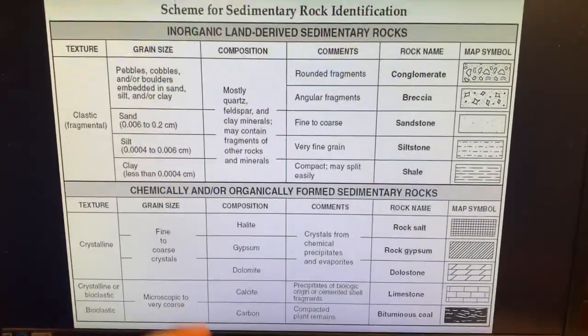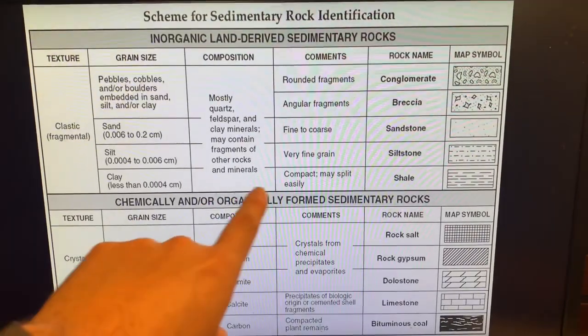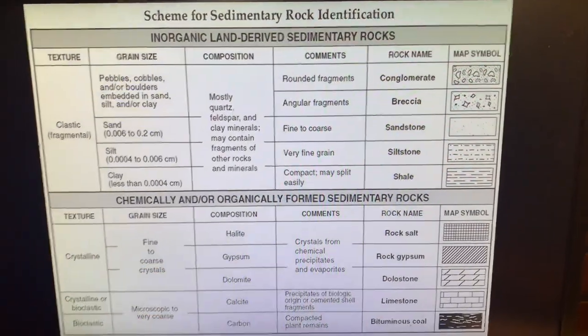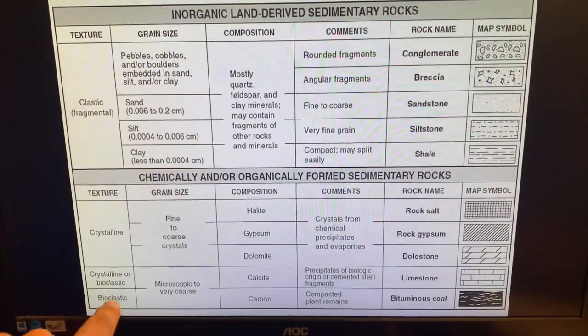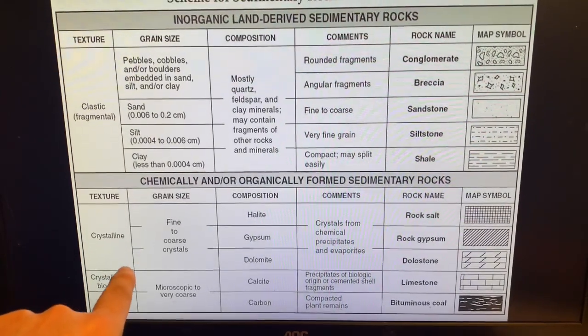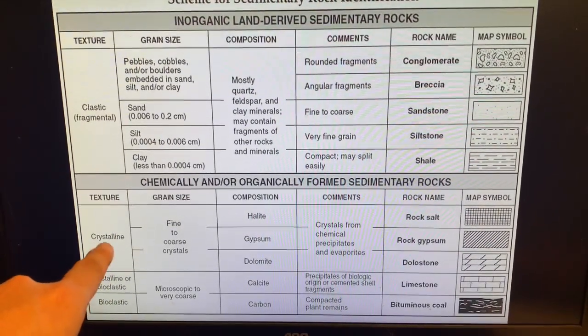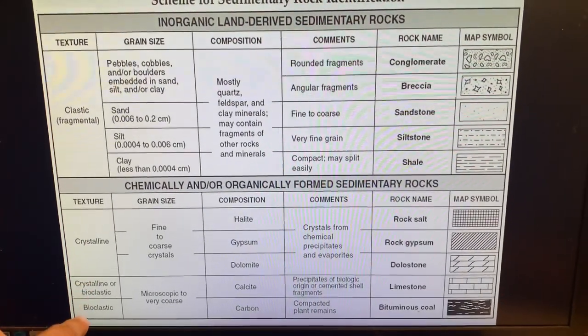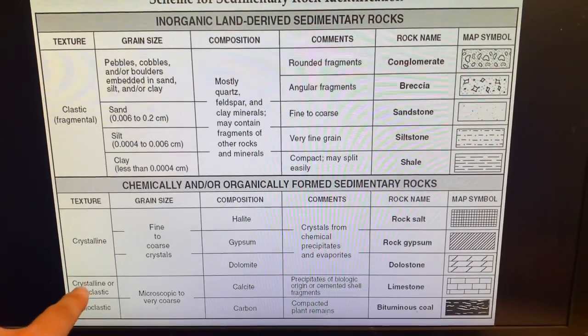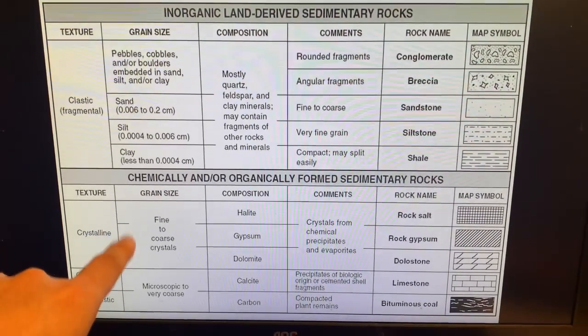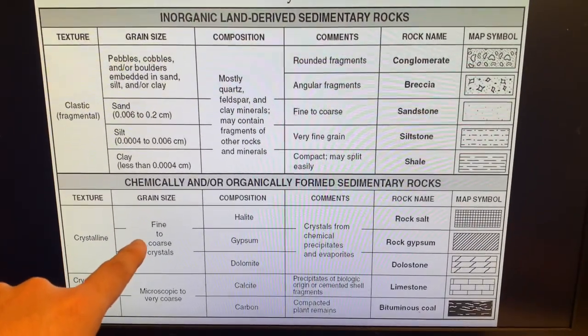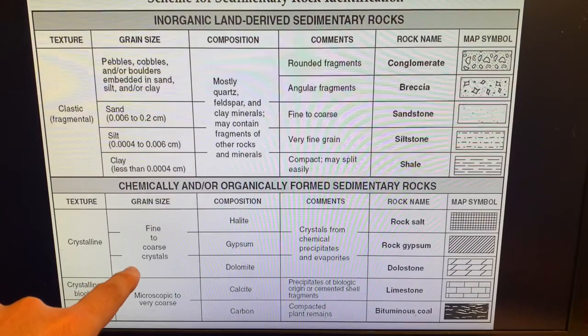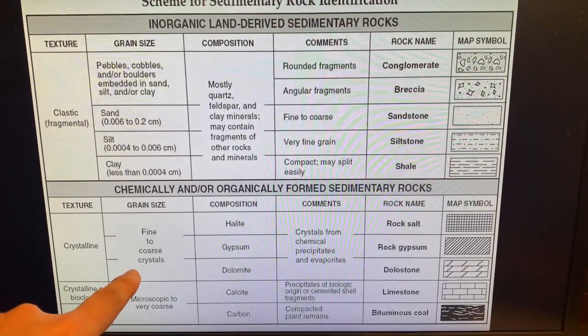If we look down at the bottom here, you have your chemical and your organically formed, or bioclastic. Once again, you see that word down here. These are the ones that are formed chemically. So the crystalline ones are primarily going to be chemical. The bottom two can either be chemical or bioclastic. And it's one thing: grain size. Once again, it's going to be fine grained, which is really, really small, all the way up to coarse grained. These are terms you should remember from igneous rocks.